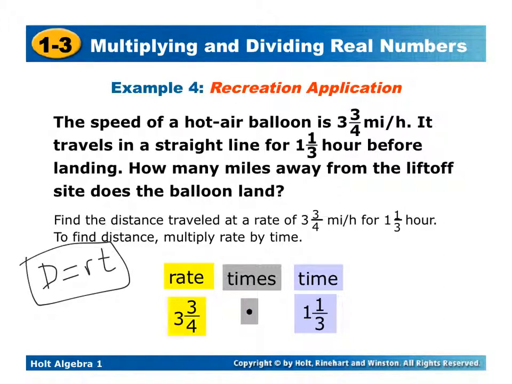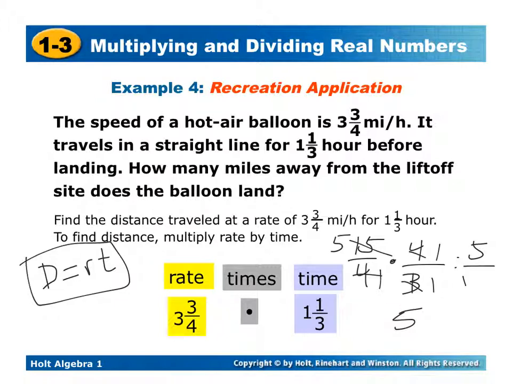So here we have it set up already, 3 3/4 times 1 1/3. Remember, we're going to change them each into improper fractions. 4 times 3 is 12, plus 3 is 15, so I have 15 fourths. 3 times 1 is 3, plus 1 is 4. Okay, 4 over 3. The 4's cancel out, become 1's. 15 divided by 3 is 5, 3 divided by 3 is 1. 5 times 1 is 5, 1 times 1 is 1, 5 over 1, or we traveled a total distance of 5 miles.